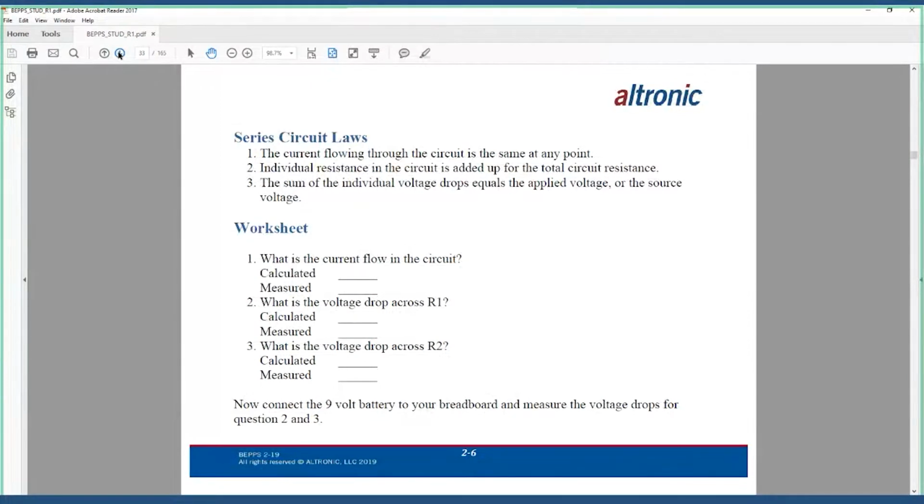So if I take 9 and divide it by 2,000 ohms resistance, now I can't write 2 for 2K. I have to spell it out the whole way. It equals 0.0045 for our amp draw. So calculated would be 0.0045 amps.